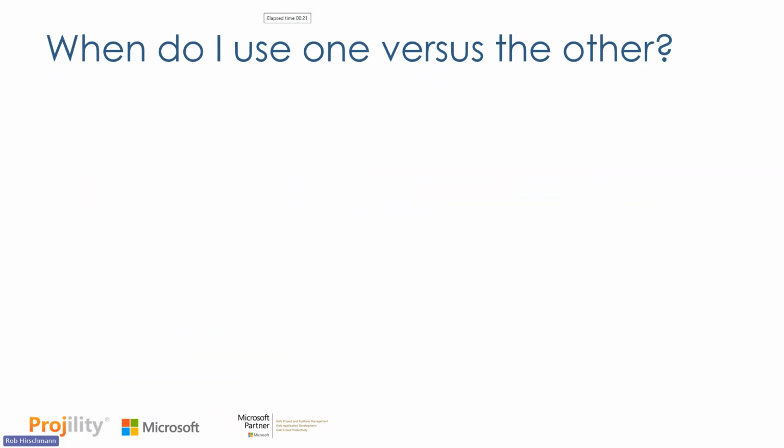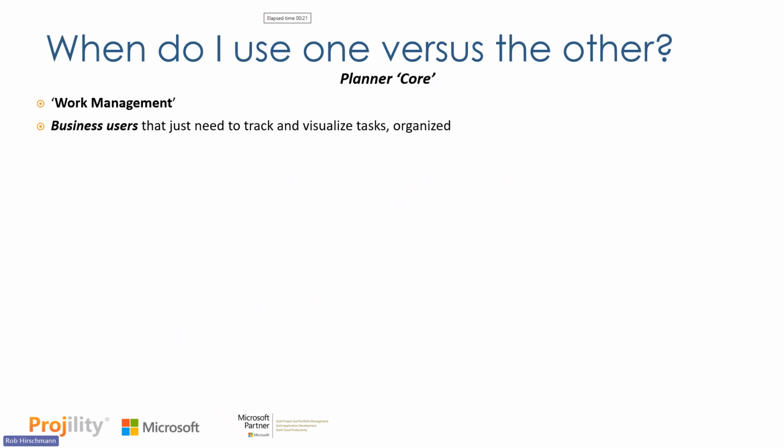So Premium adds a lot of different functionality that the core version does not. So finally, when do I use one versus the other? What are the use cases? For the core version of Planner, think of it as a work management solution for business users that just need to track and visualize their tasks, stay organized, get it out of an Excel spreadsheet, get it out of their email or their Outlook, get it into an application, and now you have it in a centralized place. You want to visualize that work and get task updates.